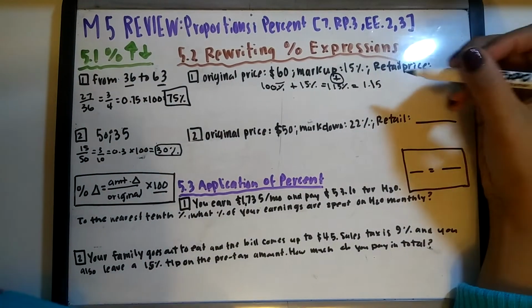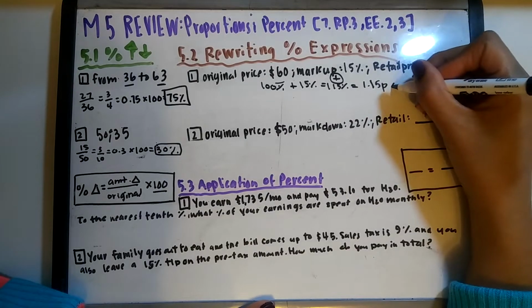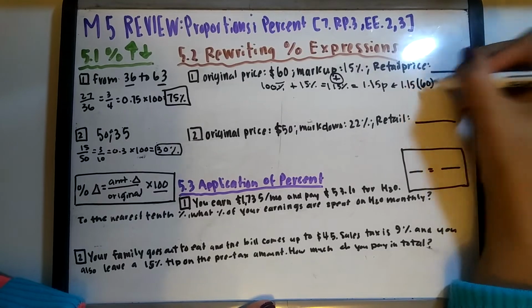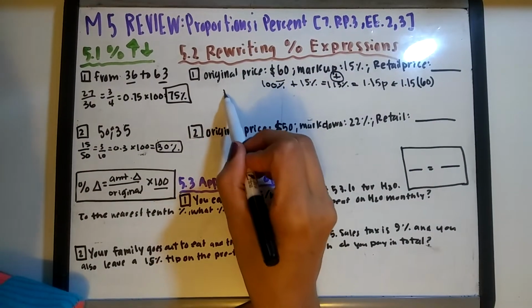And then the price, I can call it P, right? I know the price is $60, so I'm going to plug that in. So I'm going to say 1.15 times 60. Then I multiply those two together. I'm going to do it right here.